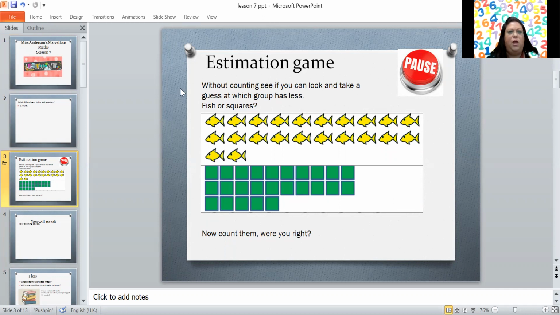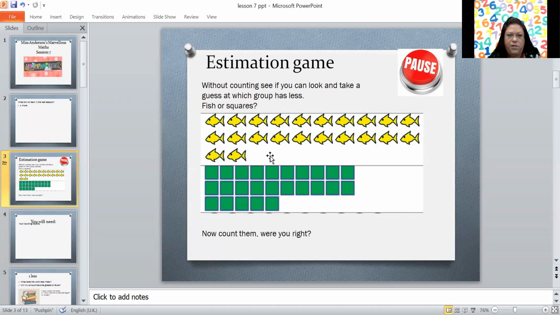So shall we see? 1, 2, 3, 4, 5, 6, 7, 8, 9, 10, 11, 12, 13, 14, 15, 16, 17, 18, 19, 20, 21. There are 22 fish. Let's see how many squares there are. 1, 2, 3, 4, 5, 6, 7, 8, 9, 10. There's 10 in that row as well, the same as that. 10, 11, 12, 13, 14, 15, 16, 17, 18, 19, 20, 21, 22, 23, 24, 25.